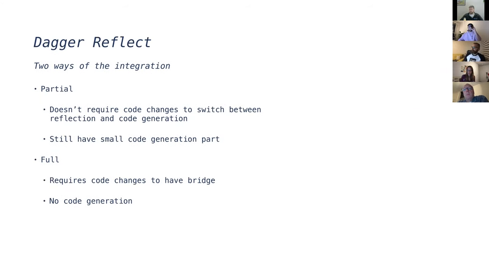And then the two ways of integration of Dagger Reflect are partial and full. In the partial one, there is still a small bit of code generation, which is a minus, because we want to completely remove it, but it's quite small. But the big plus is that you don't need to modify your production code when you're switching between reflection and code generation. There is also the full integration, which requires you to write a bridge to handle this difference of implementations.